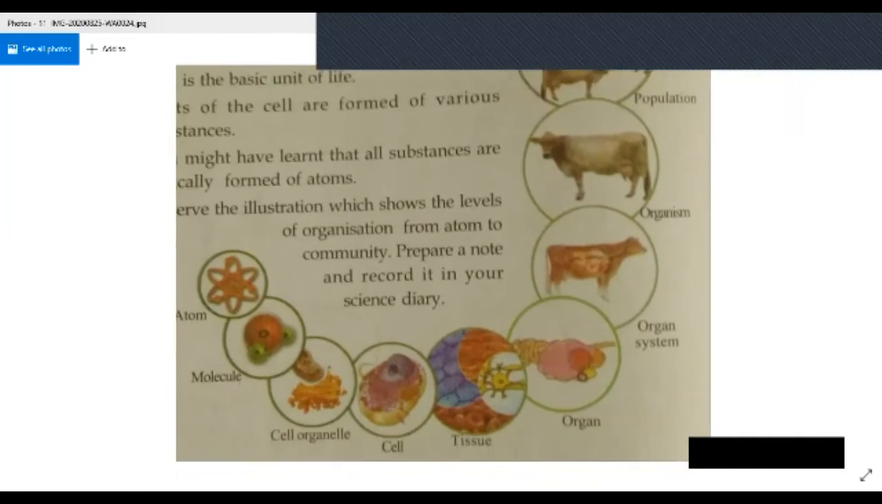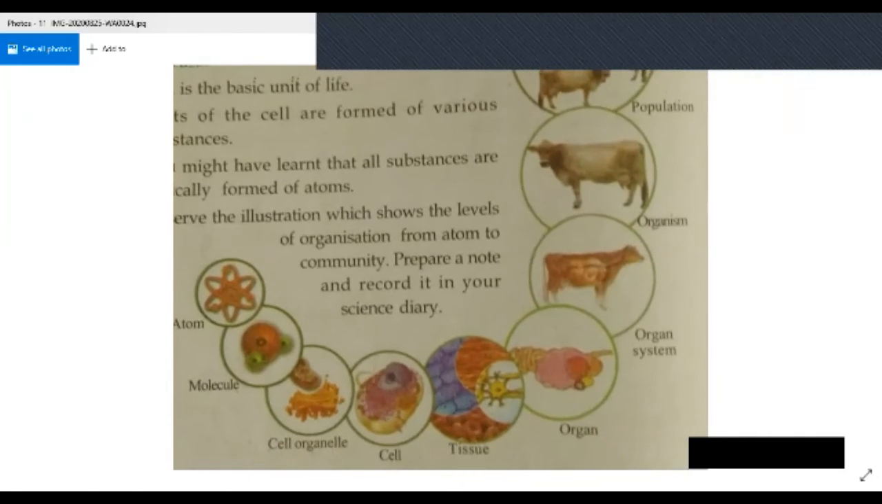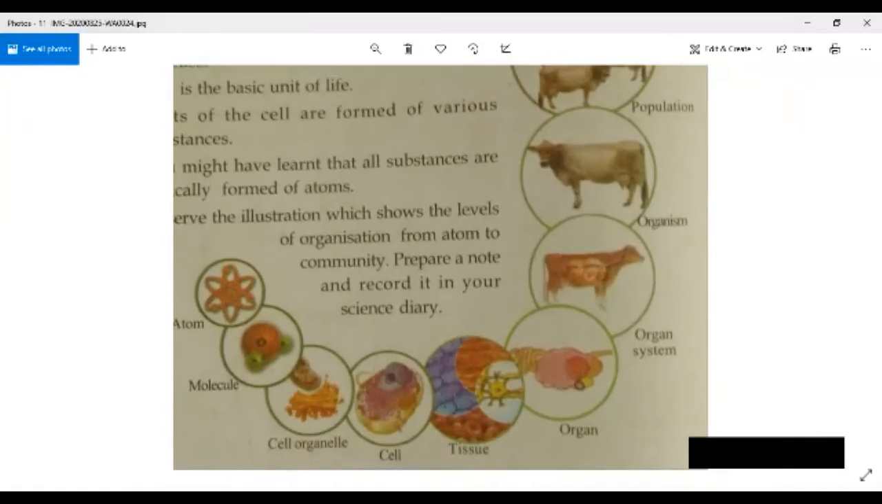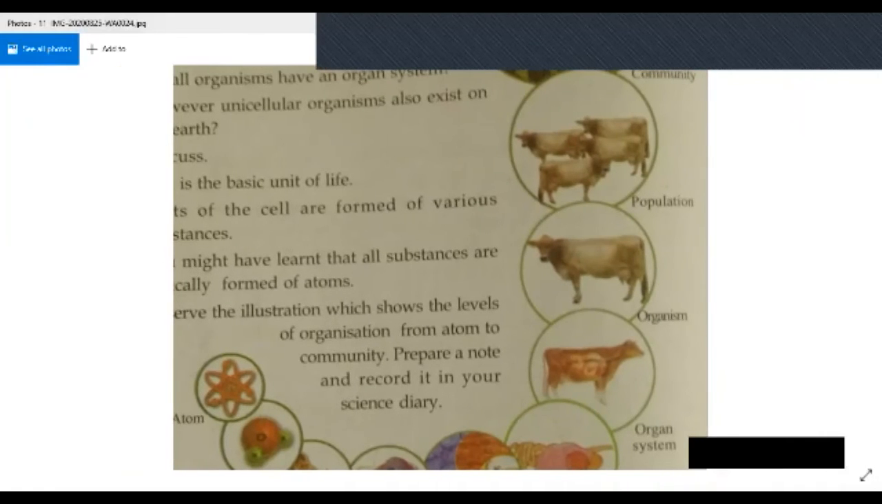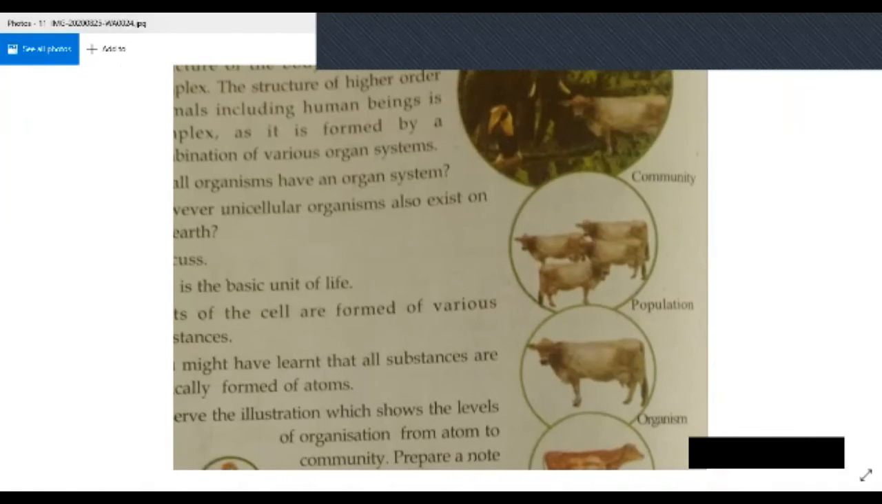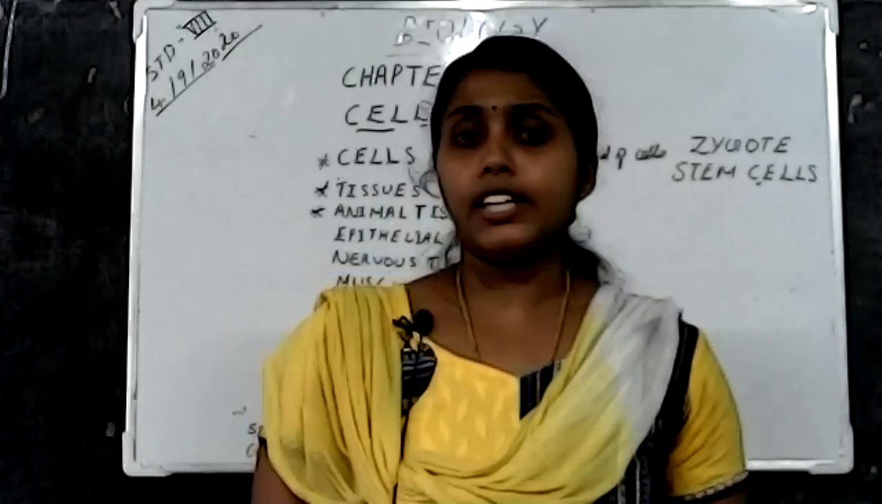A group of atoms forms molecules. Molecules combine to form cell organelles. A group of cell organelles combines to form the cell. A group of cells combines together to form the tissue. Tissues combine together to form the organ, and organs combine together to form the organ system. Different organ systems work together to form the organism. Then different organisms combine together to form the population, and populations combined together form the community, with different kinds of organisms forming the community. Is it clear for you?